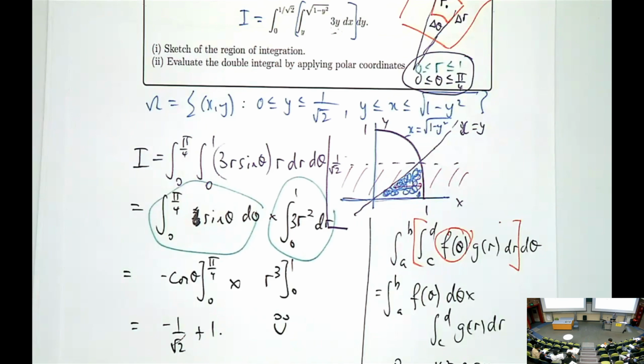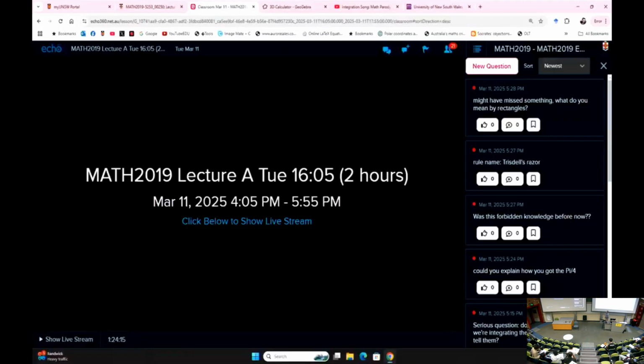Oh my God. Okay, I might have missed something. What do you mean by rectangles? The two-dimensional region that we're integrating over. Yeah, Tisdell's razor. I love it. I know. Was this forbidden knowledge before now? Yes, I think it was.